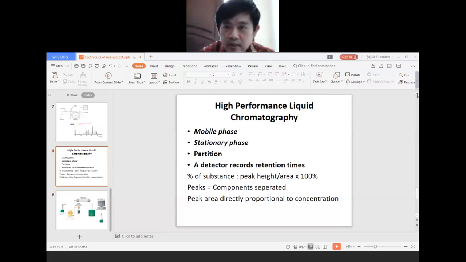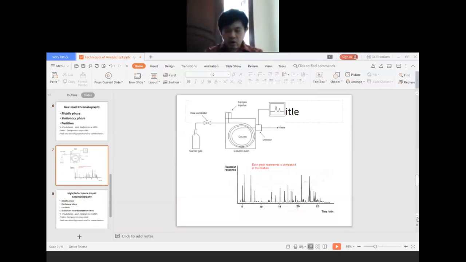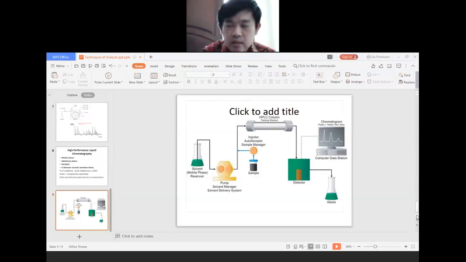In GLC, the reading is given directly on a piece of paper, so the calculation is not quite accurate, not specific. If using digital HPLC instead of paper, it will be more accurate.